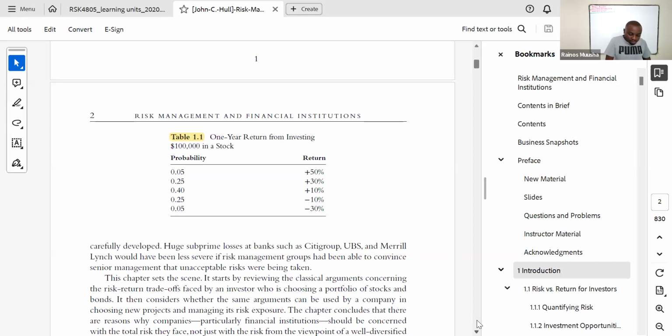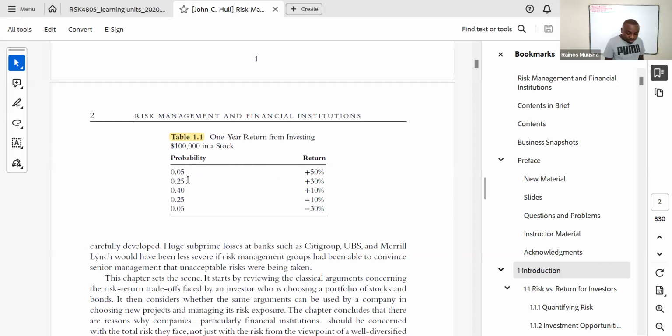table 1.1, which shows us the 1-year return from investing 100,000 in a stock. So we're looking at investing 100,000 in a stock, and now we're finding out exactly how much would be the return that we're expecting to generate if we invest 100,000 in the stock. So they tell us that there is a 5% probability, so 0.05, if you multiply that by 100 to make it a percentage, it means there's a 5% probability that this stock is going to give us a 50% return.